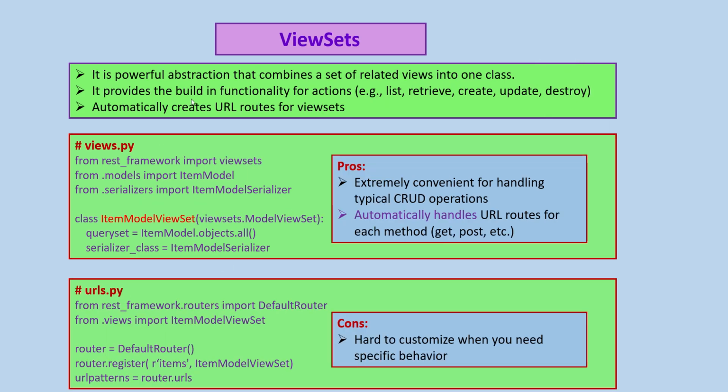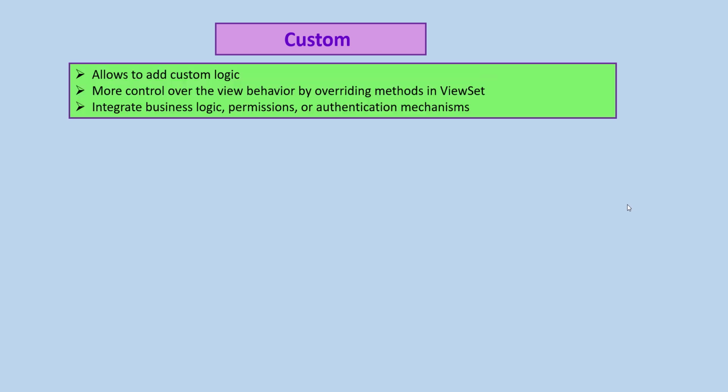Now let us see the next one, custom. So what is custom? Custom allows us to add custom logic, as the name suggests, and it gives us more control over view behavior by overriding methods in the viewset. And again it integrates business logic, permissions, and authentication mechanisms.